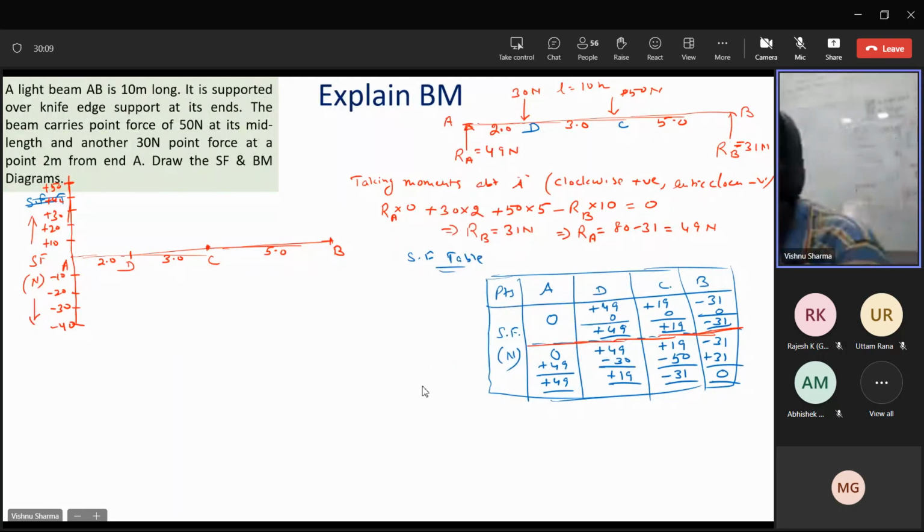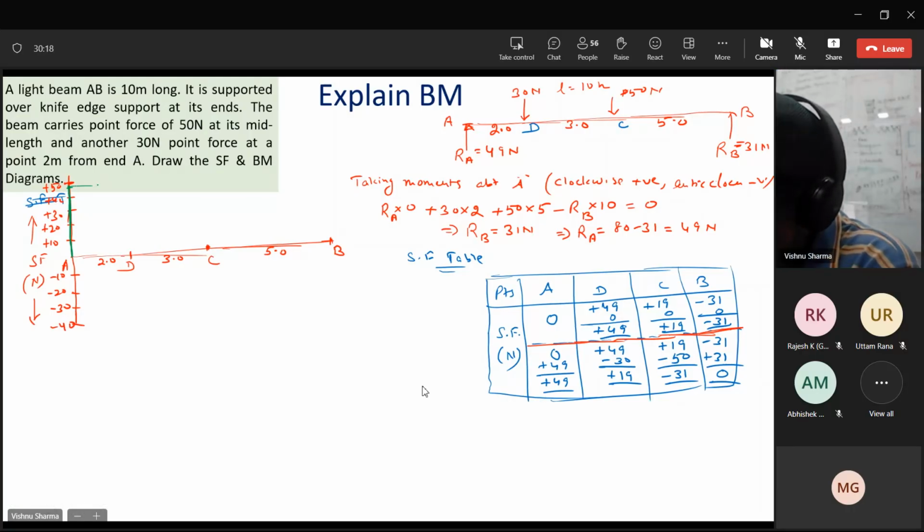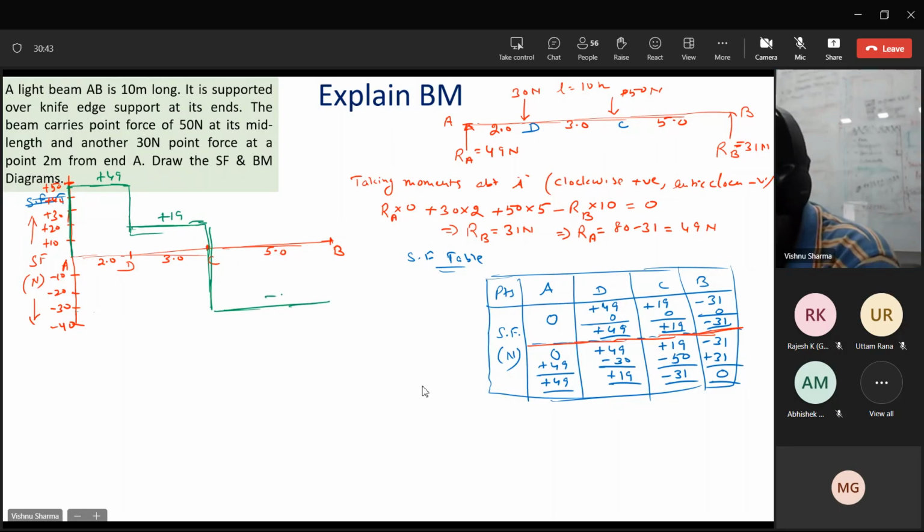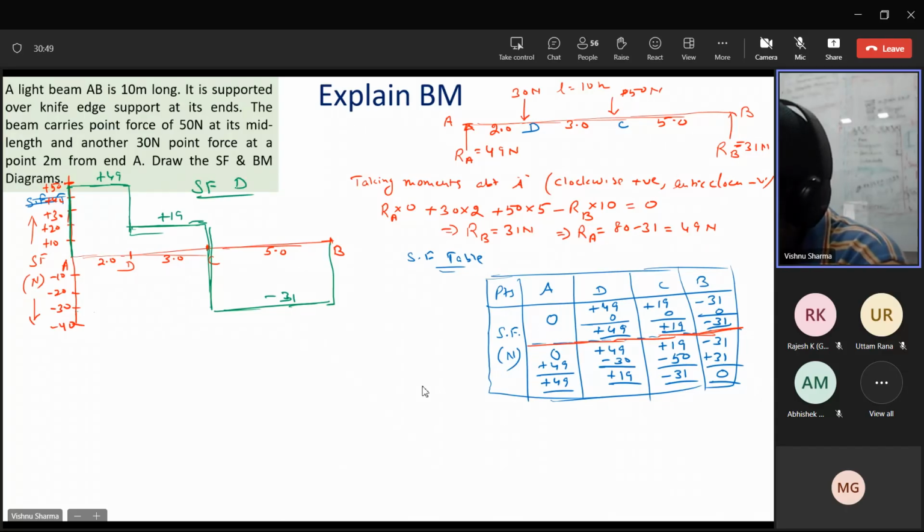So from A, we go to plus 49, somewhere here. Then up to D, it remains plus 49. At D, it reduces to plus 19. Then it remains plus 19 up to C, to the scale, of course. So plus 19 to C. Then it becomes minus 31, so somewhere here it comes down. It remains minus 31 and becomes 0. This is my shearing force diagram for the question.